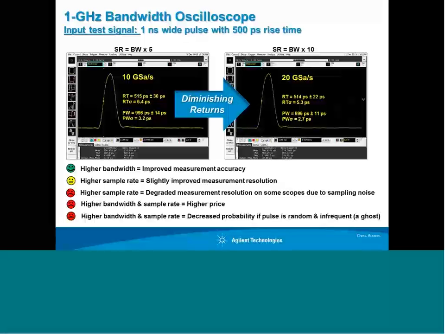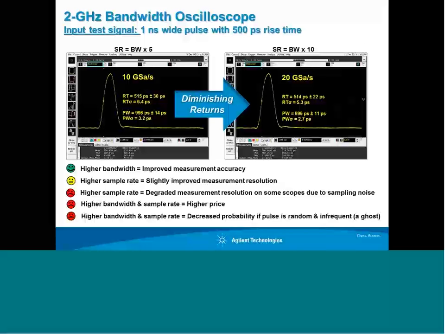The next example here is a 2 gigahertz bandwidth scope. Now, with the 2 gigahertz bandwidth scope and the example we walked through a little bit earlier, we determined that we could actually get much more accurate results. So this is the same exact input signal, a 1 nanosecond wide pulse with a 500 picosecond rise time. And now you can see the scope on the left sampling at 10 gigasamples per second. So in this case, it's 5 times the bandwidth.